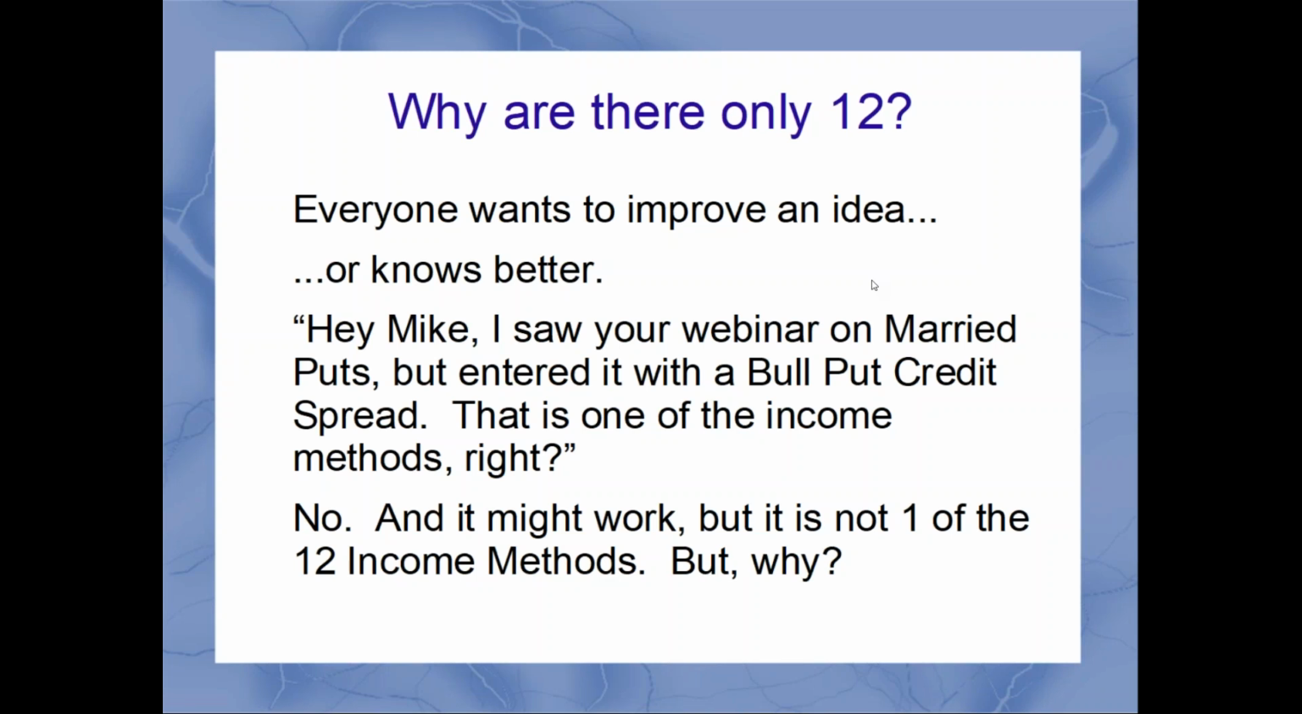And those are the right questions to ask, and that is the right approach, but occasionally you might get handcuffed or do the wrong thing. It's a question that came to me via email a few weeks ago. I said, hey Mike, I saw your webinar on married puts. I entered it with a bull put credit spread. This is one of the income methods that you talk about, right? This is an investor who does it on the blueprint, just saw a few webinars on protecting risk.